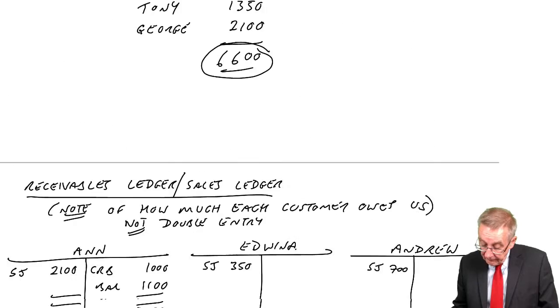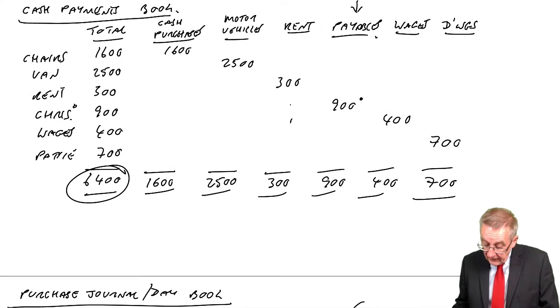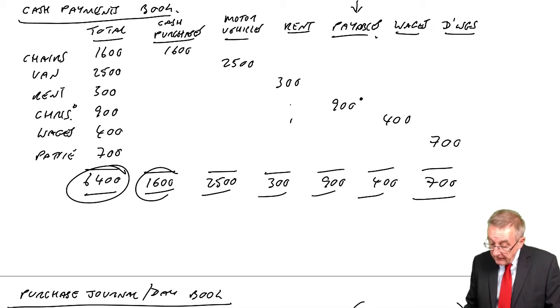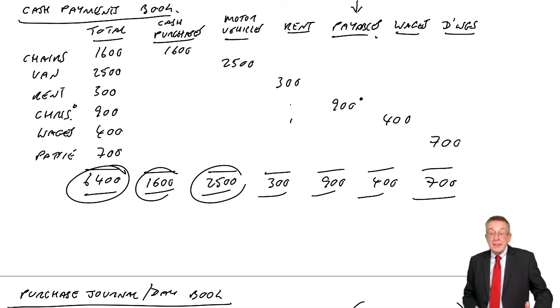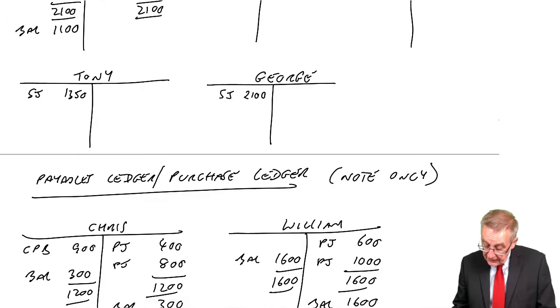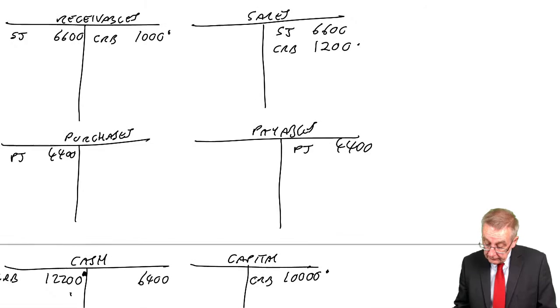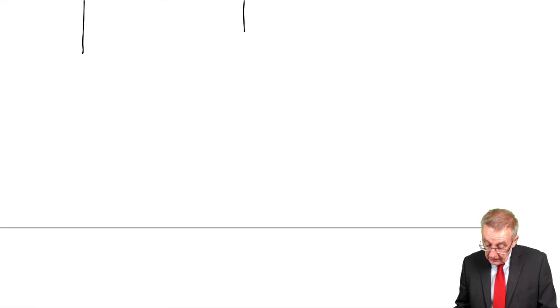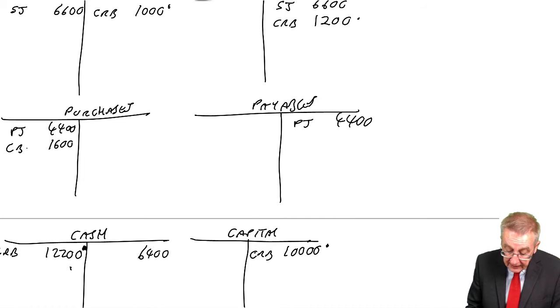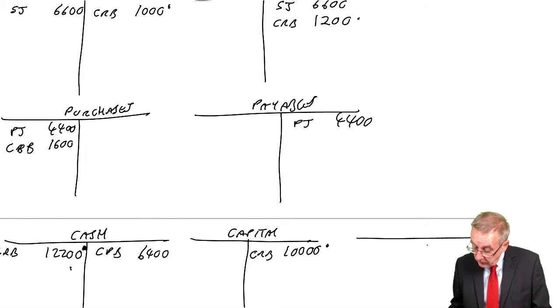But cash payments. 1,600 was cash purchases, debit purchases. 2,500 was motor vehicles, debit motor vehicles. So 1,600 purchases. Oh, where was it? I've got a purchases account. 1,600. I'll write against it CPB for cash payments book, sorry. And the van was 2,500. Or motor vehicles, sorry.